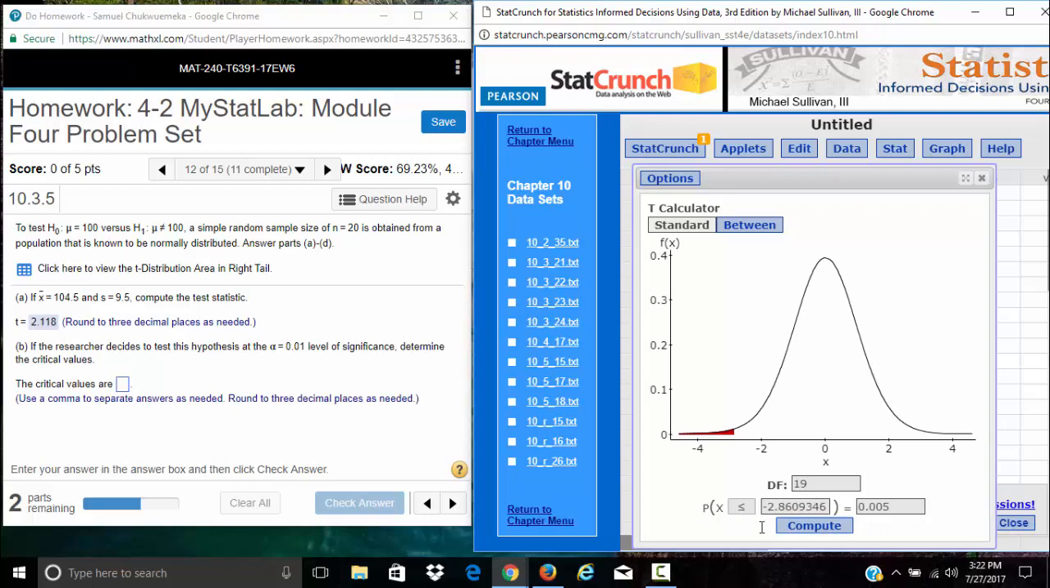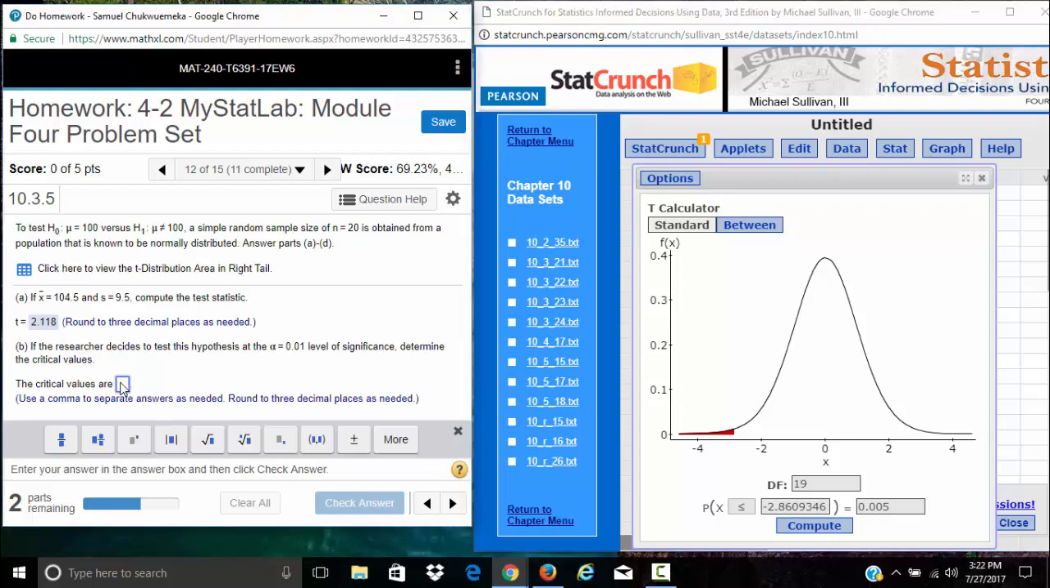Now, the critical values are minus and plus. Okay, it has to be both minus and plus. So it says use a comma to separate answers. Round to 3 decimal places as needed. Yeah, because this is minus and plus because it's two-tailed. It could be greater than or it could be less than. Greater than is for the plus, less than is for the minus. So not equal to means it could be greater than or it could be less than.